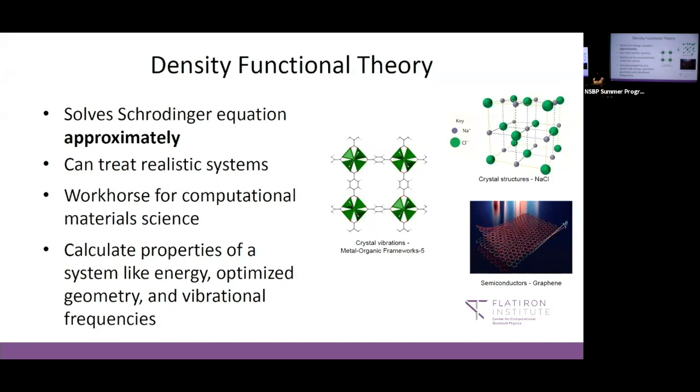For example, crystal vibrations, which is what you see with the pretty diamond-shaped looking metal organic framework. We can also apply it to crystal structures, which is what you see for the sodium chloride. We can also apply it to studying semiconductors, which is what you see on the bottom picture, which is a picture of graphene. It is the workhorse for computational materials science, and therefore we can calculate properties of a system such as energy, optimized geometry, and vibrational frequencies.